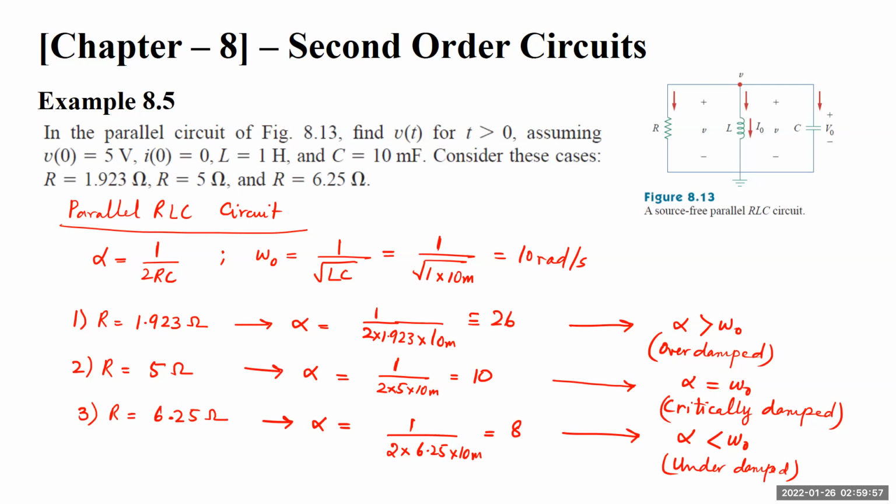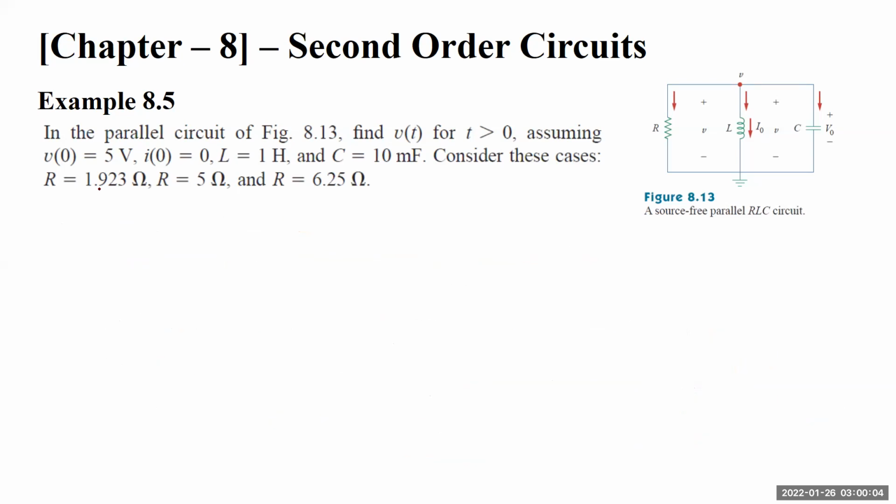So we have solved our previous question for an underdamped response. Let's give it a try for, say, a critically damped response. So we are solving for R equals 5, where alpha equals omega naught equals 10 radians per second, or just simply 10, because alpha equals omega naught.